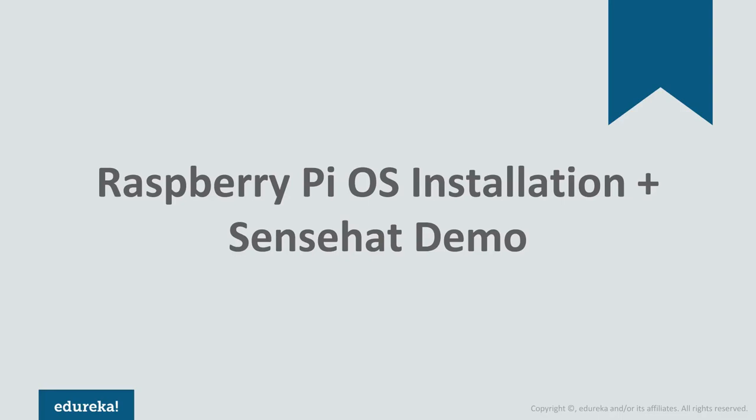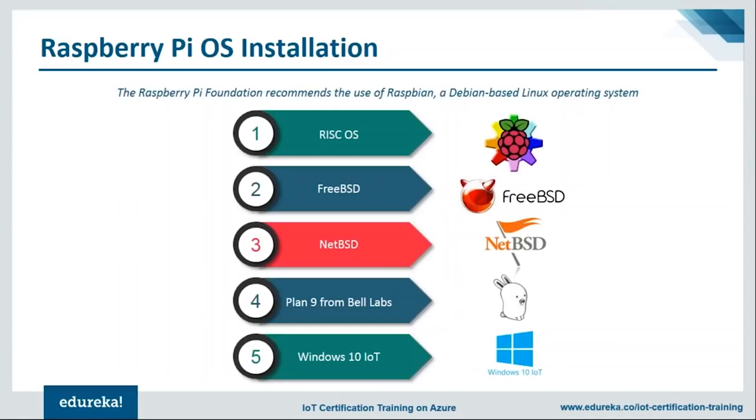Now, coming down, let's begin the Raspberry Pi installation process here. But first, let me help you understand the different operating systems that are available at present. Raspberry Pi in itself supports multiple operating systems, but we'll mainly be working on Raspbian. These are some of the most popular operating systems supported on Raspberry Pi.